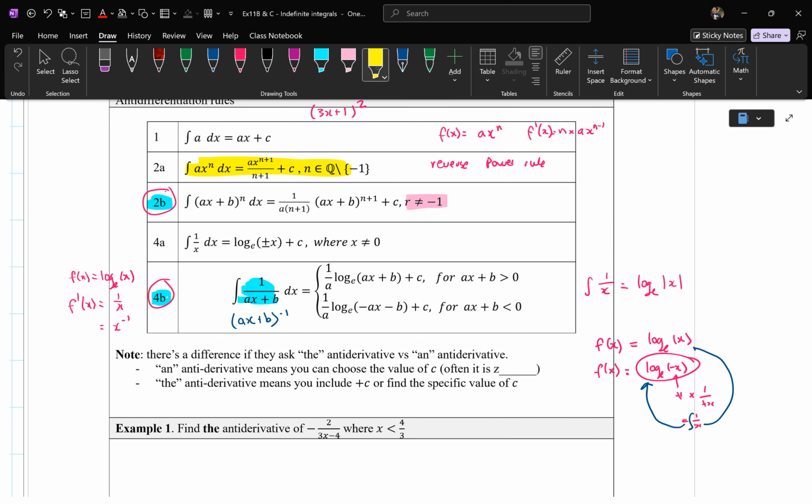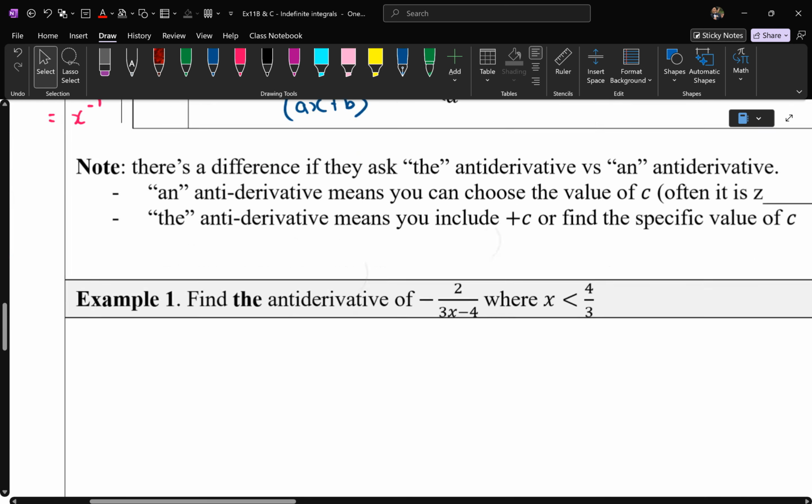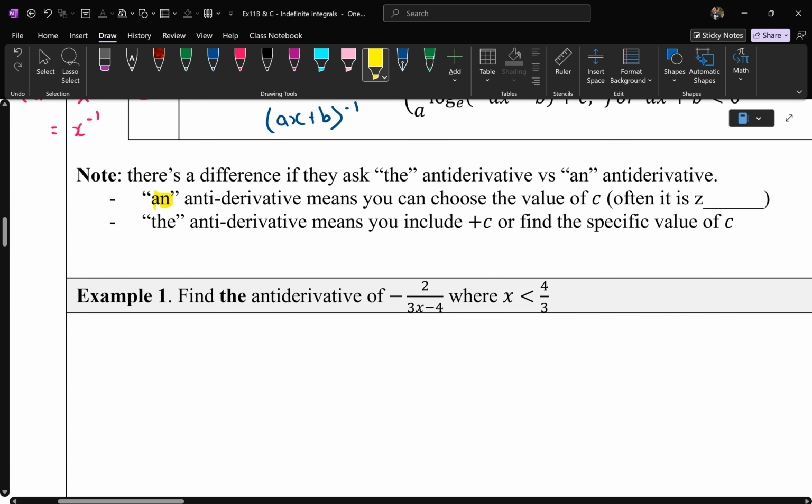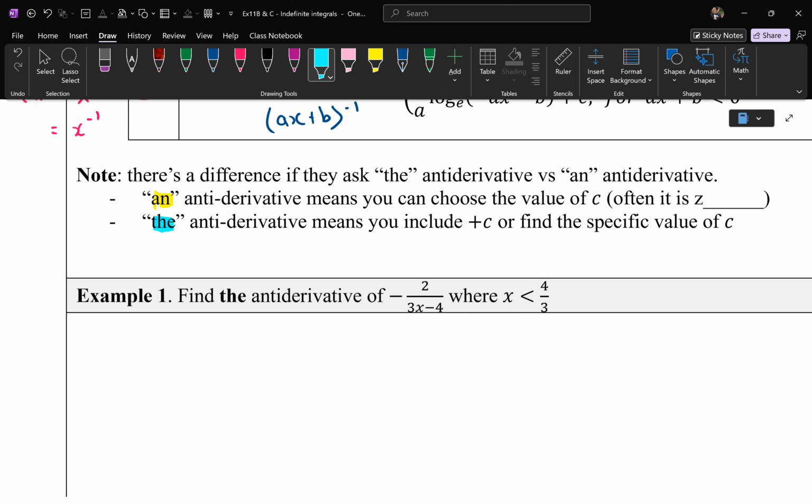So another examinable thing that they do like to do as well, notice the questions. They either say find an antiderivative, or they might say find the antiderivative. There is a difference between the two. In the exam, they can penalize you depending on how you answer it. So if they say an, which refers to a singular value, you can choose the value of c, because it's not a family of possible curves. It's an, so meaning one. And often you can just say c is 0, because that is an antiderivative. It is an answer where c is equal to 0.